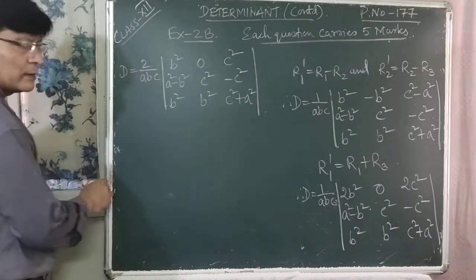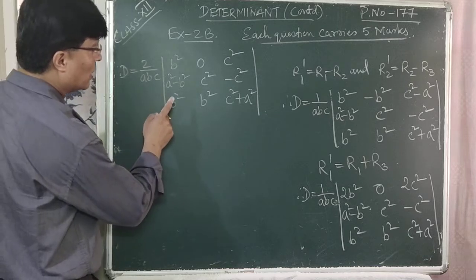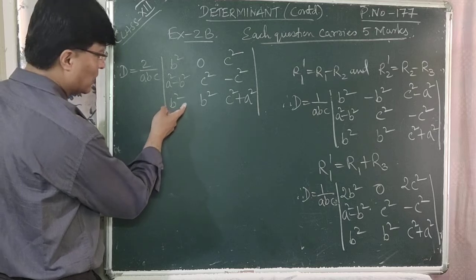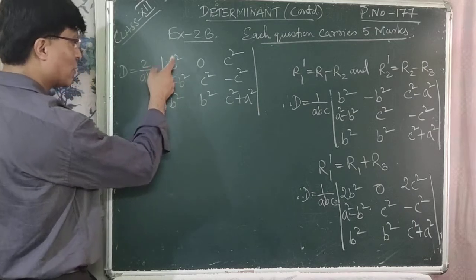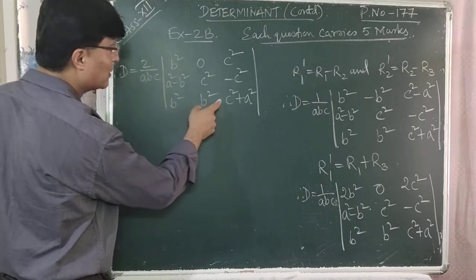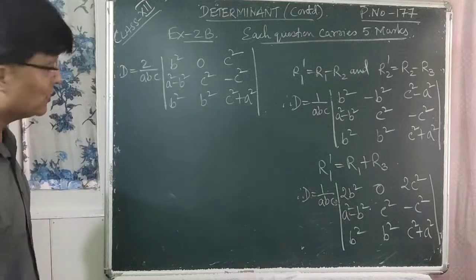Similarly, if you do this R3 minus R1, B square minus B square, 0, B square minus 0, B square, this is C square plus A square minus C square, this is A square. It is quite easier, isn't it?